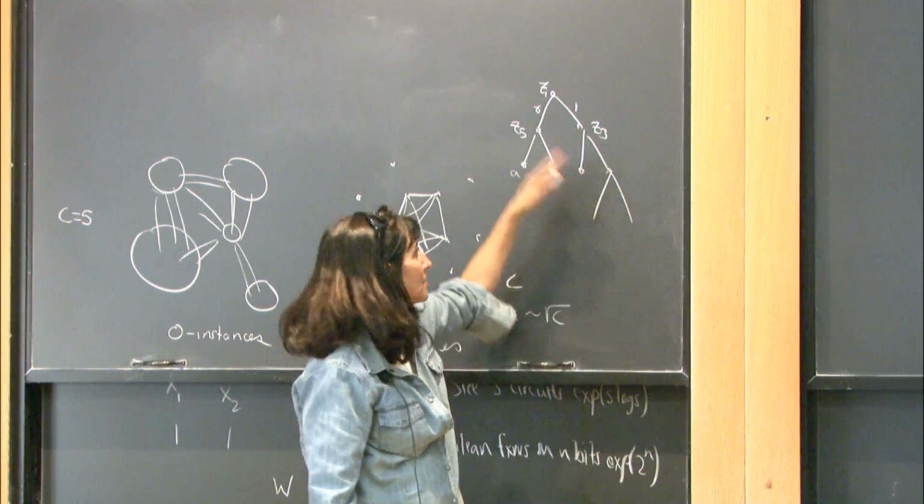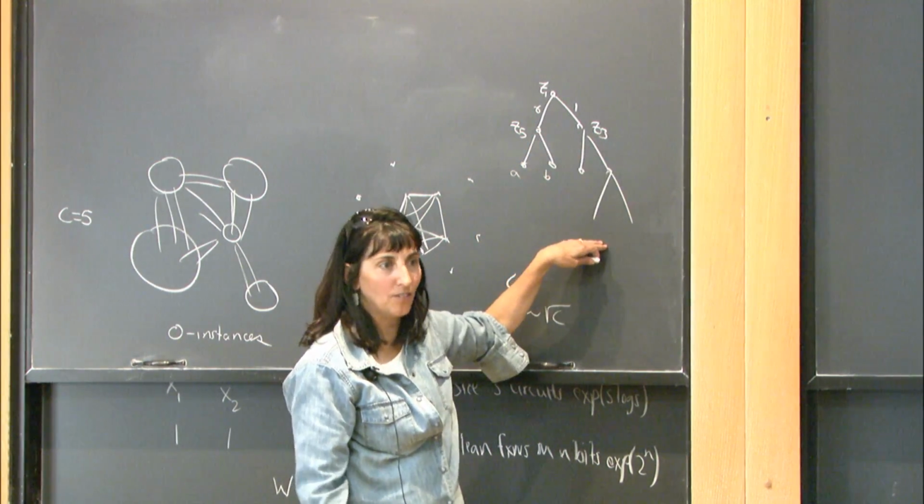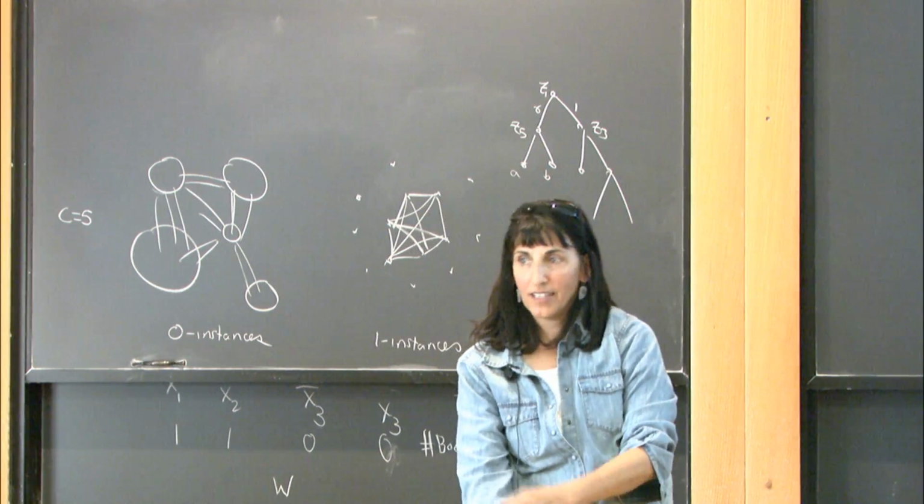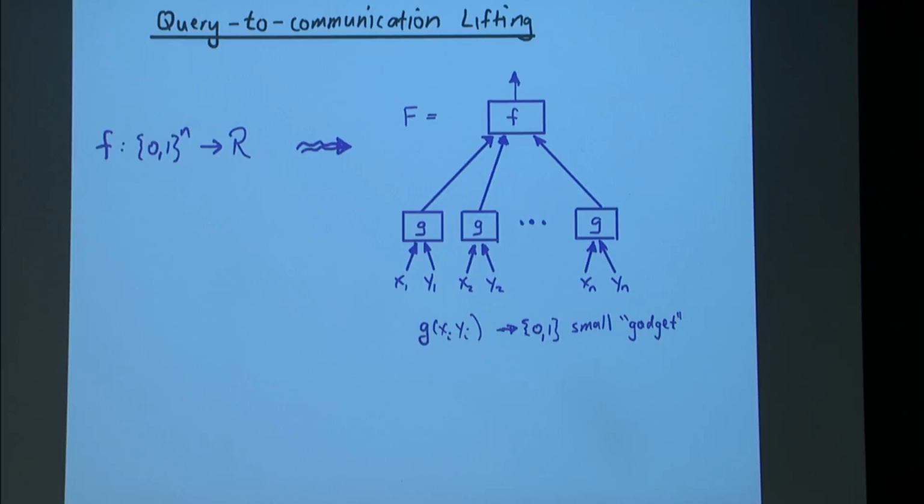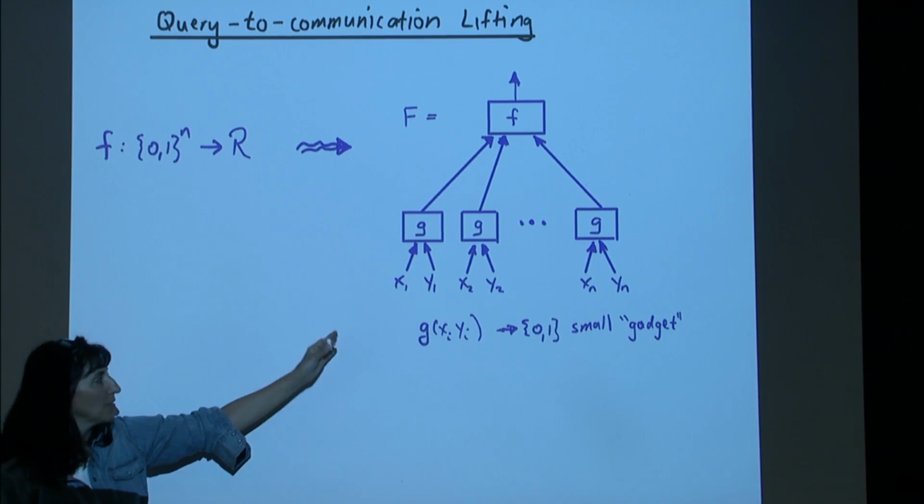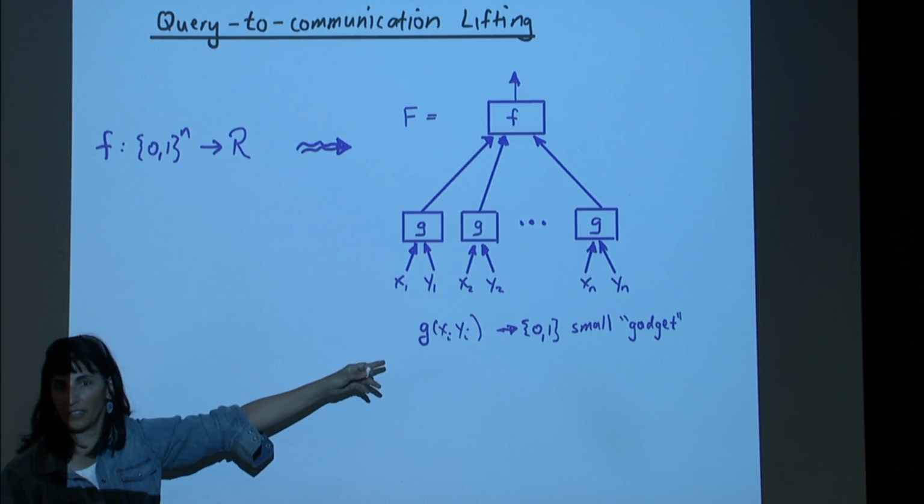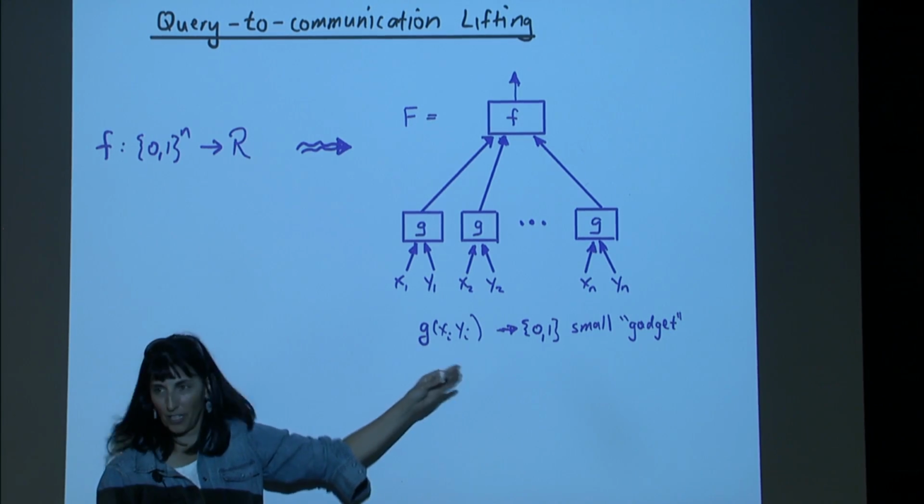And typically, we're interested in the minimal height of a decision tree that solves a Boolean function. And it's related to Fourier degree of solving the function too. So what we want to do is take a function f and translate its query or decision tree complexity to the communication complexity of f composed with an inner function g. So g is a new function that's going to turn it into a communication problem.